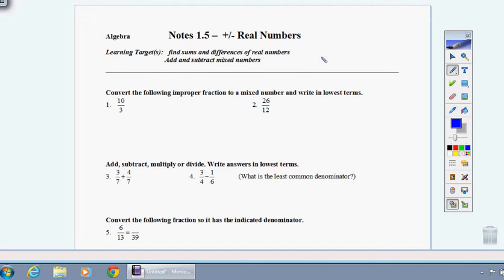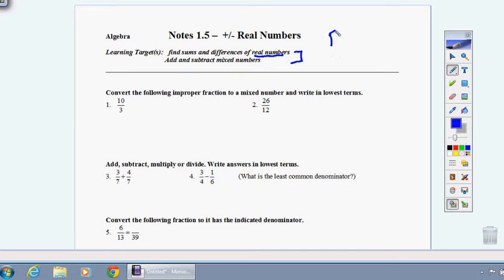Alright folks, today we're going to talk about section 1.5, which is adding and subtracting real numbers. Now, what we're going to do here, you'll see your learning targets. We're going to find the sums and differences of real numbers, and we're also going to add and subtract mixed numbers. Now, what we need to do before we actually get into this is figure out when it says real numbers, what does that mean?